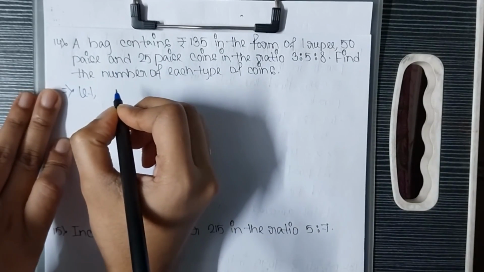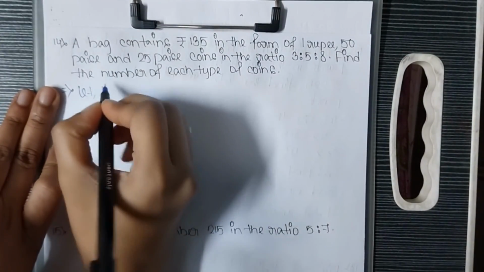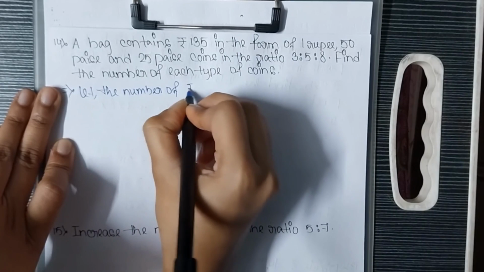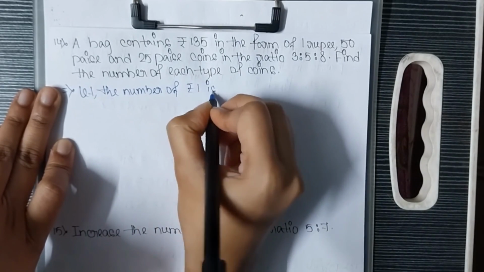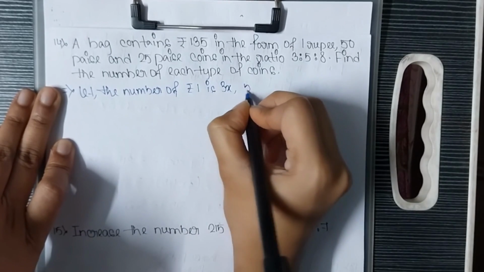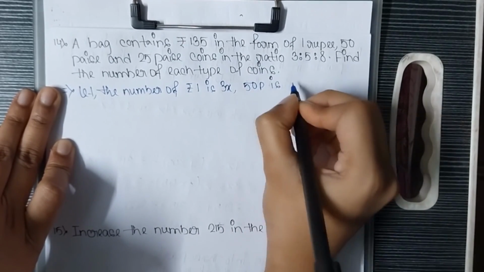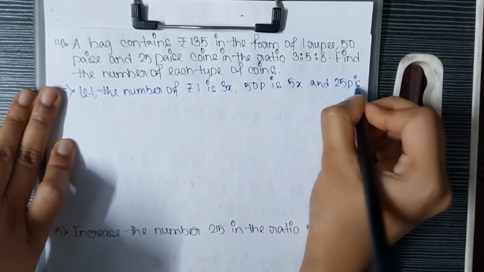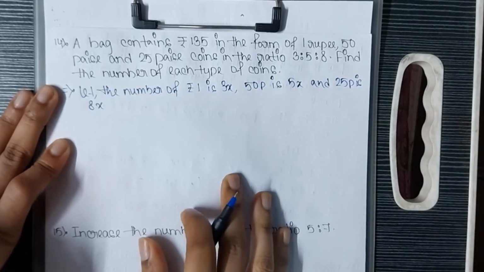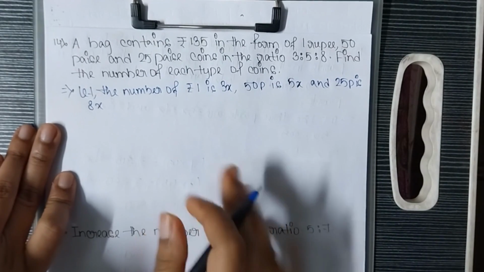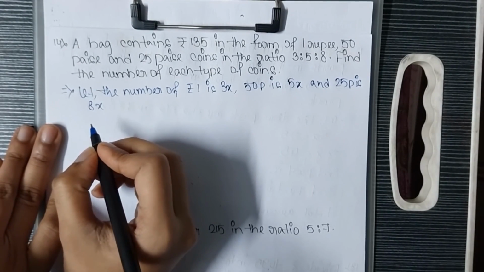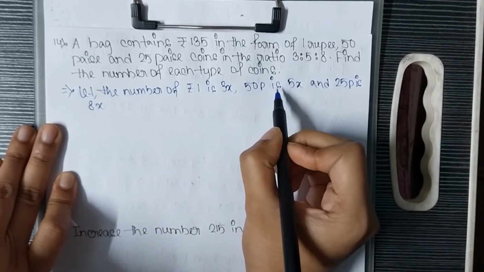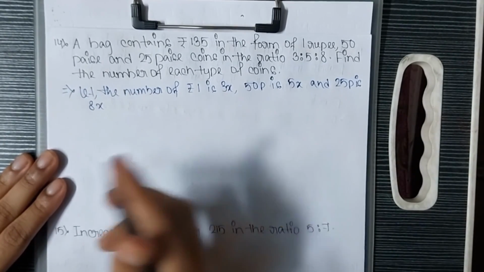So first we will assume that the number of rupees 1 coins is 3x, 50 paise is 5x and 25 paise is 8x. So this we can assume. The next step, which we have to calculate, is the total money.